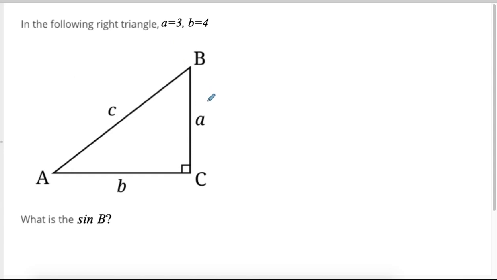All right. Now, we could also be given the scenario where we're not given all three sides. In this case, I am given that side A is 3 and side B is 4. Well, I'm asked for the sine of B. So I'm going to eventually need this third side. The first thing I'm going to do is use the Pythagorean theorem to solve for this missing side.